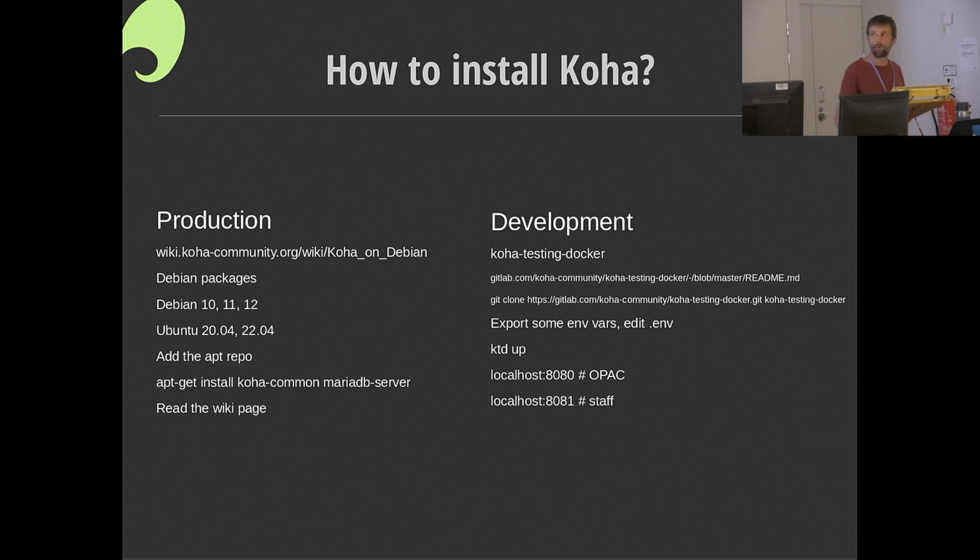Installing Koha is very easy. In production, just use the Debian packages. We support the last Debian and Ubuntu versions. For development, you should use Koha testing Docker, as I said. It is as simple as cloning the Git repositories of Koha and Koha testing Docker. You adjust some variables in the file, start up the Docker container, and the two interfaces will be available on port 8080 and 8081.